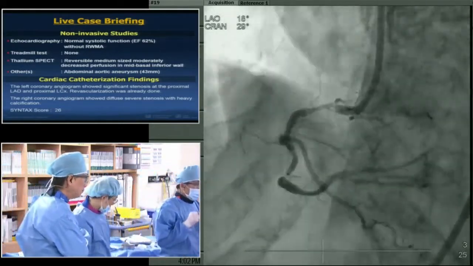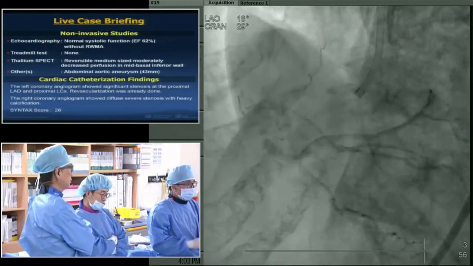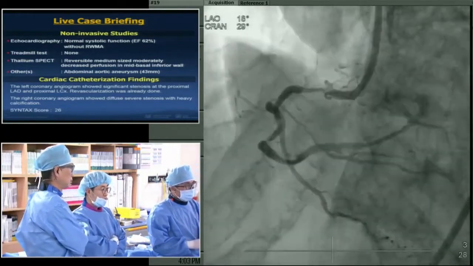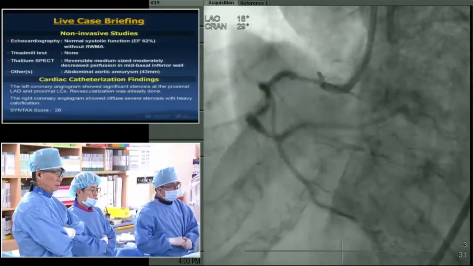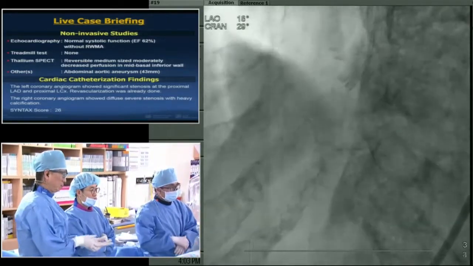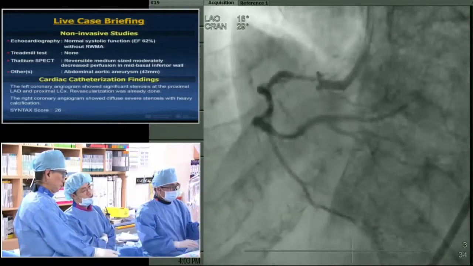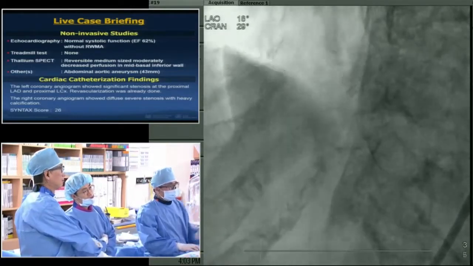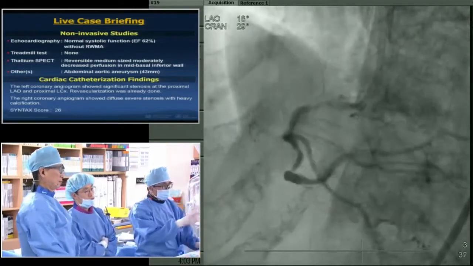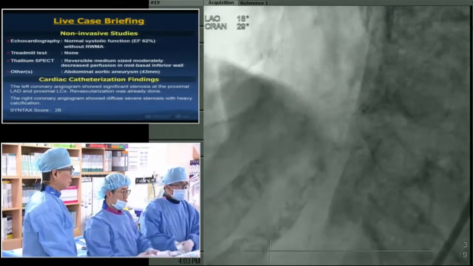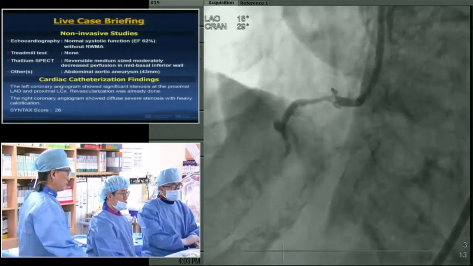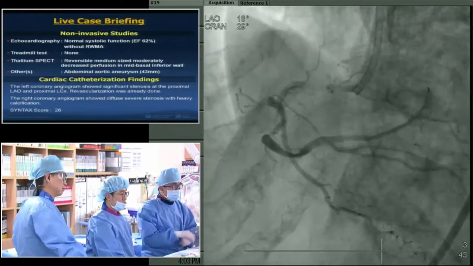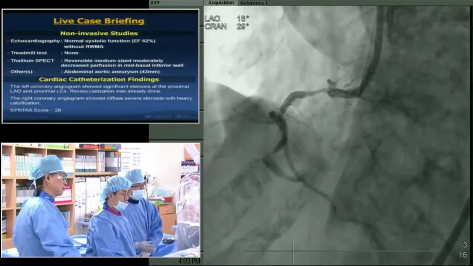The good thing is that the calcium location is on the lesser curvature, considering that if you deliver the stent, the friction usually occurs at the greater curvature. And if you look at the baseline, there is competitive flow at the PL branch. This patient has a collateral from the circumflex to the PL, so that's another good point for this patient.